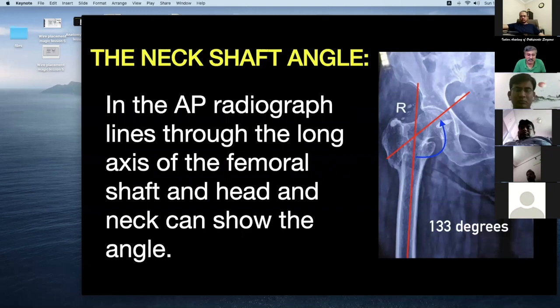So in the AP radiograph, lines are drawn through the long axis of the shaft and the head and neck to show the angle. In large series of anatomical experiments performed right from the time of Henry Gray, 133 degrees has been shown to be the average neck shaft angle in the European population. Not many authentic studies have been done in the Indian population. However, I have measured something like 500 cadaveric femurs, and the angle stays between 128 and 136 degrees, telling that this 133 is a fairly decent average.